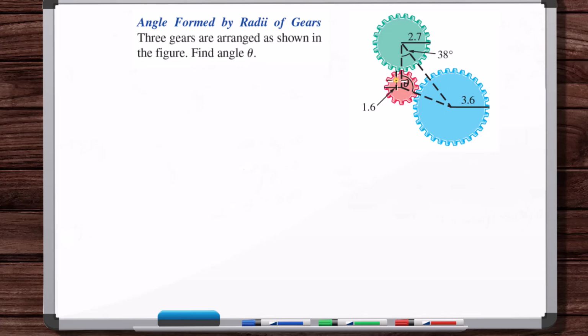We don't have any other angle, but we can figure out this side length and this side length, because this side length is going to be the radius of this gear plus the radius of this gear. And same with this side length, the radius of this gear plus the radius of this gear. So we can see that we have 2.7 and 1.6. So 2.7 plus 1.6 is 4.3. So this is 4.3. And then here, 1.6 plus 3.6 is 5.2. So we've got two side lengths and an angle.